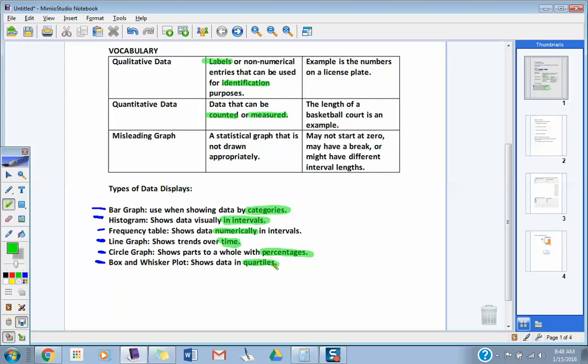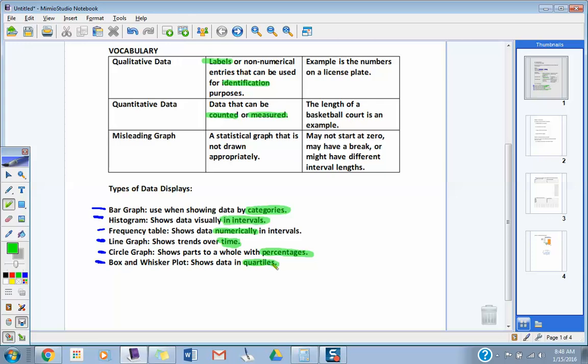And we'll look at some examples like that here in a second. But those are some types of data displays that we've discussed so far in this whole chapter. All right. So vocab and kind of a cheat sheet for types of data displays. Are you guys okay with this? There's nothing really new in these types of data displays. Would you guys agree? All right.